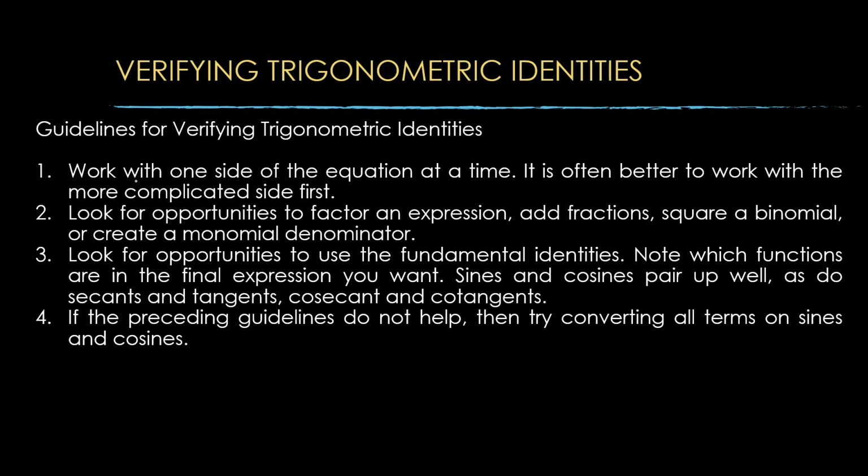So first, it says that you are to work with one side of the equation at a time. It is often better to work with the more complicated side first. In my experience, if you start with the more complicated side, you have two parts of your equation, the left side and the other side. Ultimately it will be equal to the other one. That's how you prove that the equation is indeed equal.